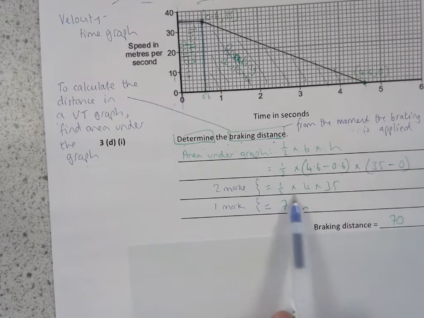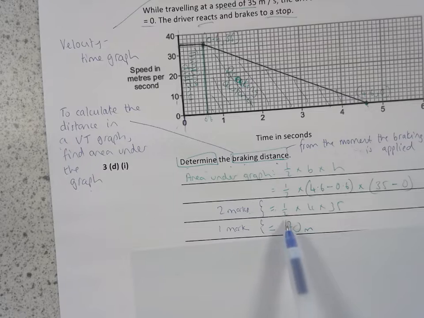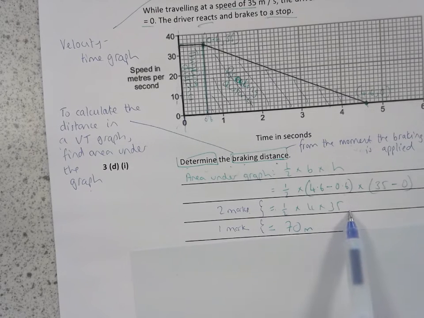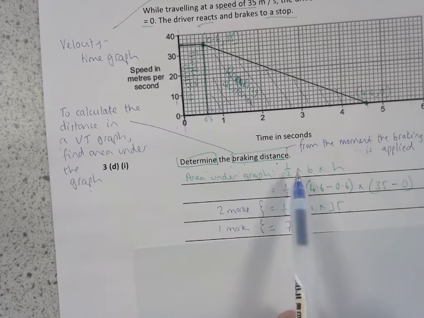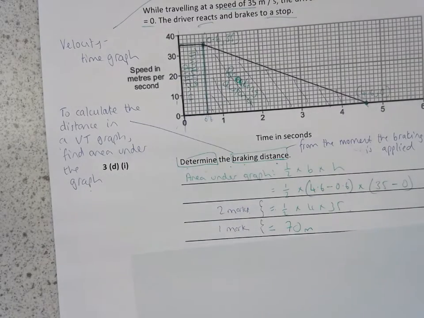If you got this line of working out, you get 2 marks, you get 1 mark for your final answer. If you got it wrong and you didn't get the correct substitution here, you can still get 1 mark if you tried to find the area under the graph of the triangle.